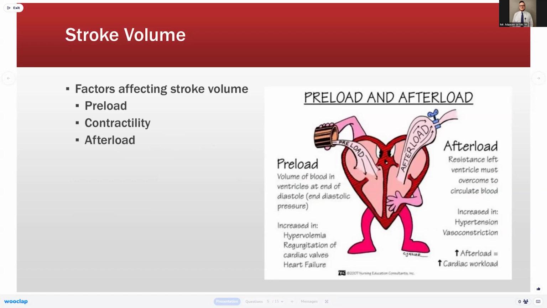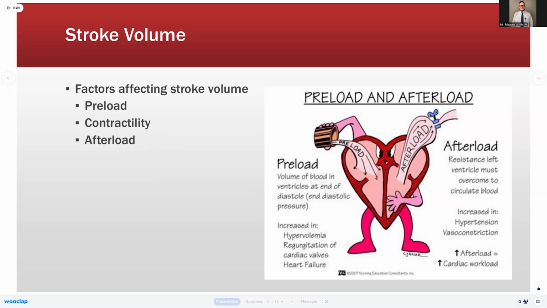So that's preload. Contractility is the ability of the myocardium to contract normally. Things that affect contractility could be heart failure, but usually preload and afterload are causes of heart failure. Contractility is talking about heart failure or heart attack that damages the muscle. How contractible is it? Afterload talks about the pressure the ventricle muscle must overcome to generate the pressure it needs to shoot blood through the aorta.